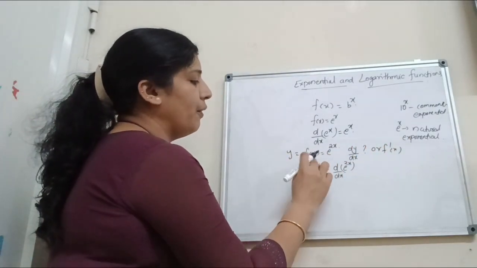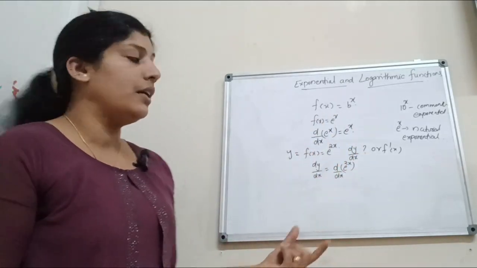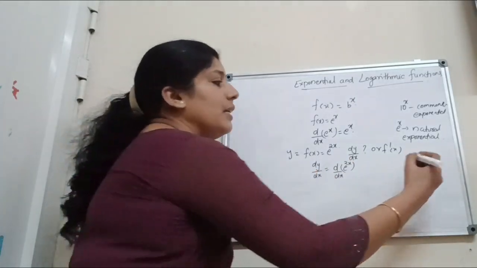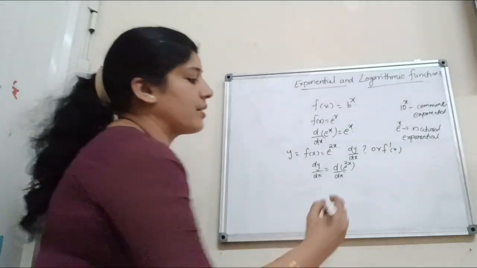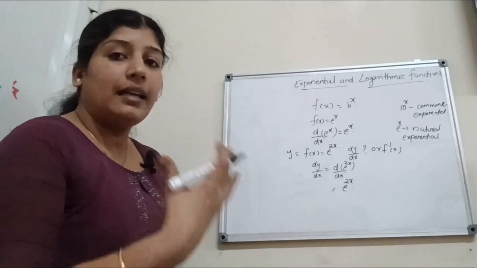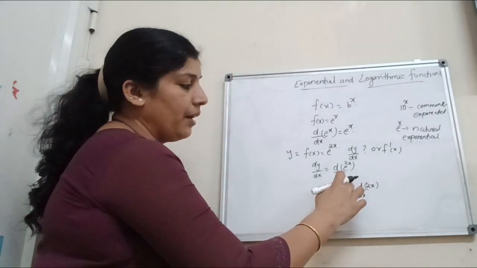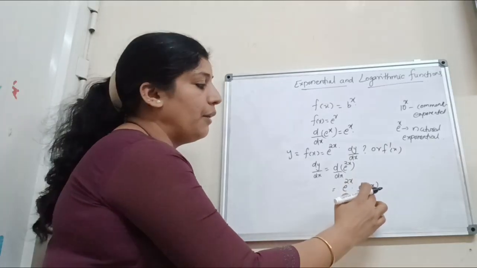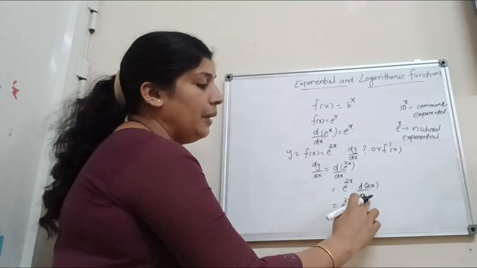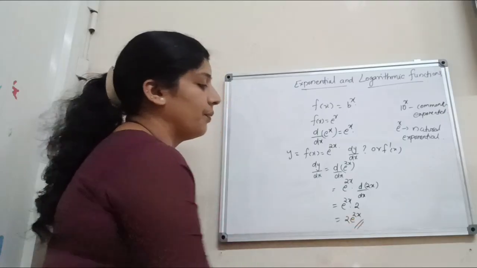It is y equal to f of x equal to e raised to 2x is given. Then we have to find dy by dx or f dash of x. How can we find it? Here dy by dx equal to d by dx of e raised to 2x. We know that d by dx of e raised to x is e raised to x. That is, first d by dx of e raised to 2x is e raised to 2x. Then next we consider d by dx of 2x also, because the power is a function of x. That is equal to e raised to 2x into d by dx of 2x, which is 2. That is, it is equal to 2 e raised to 2x.